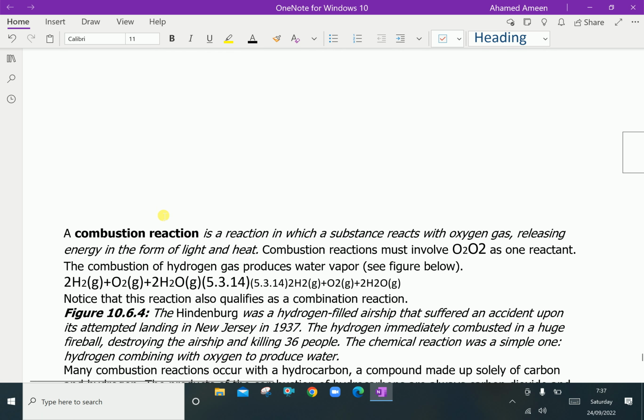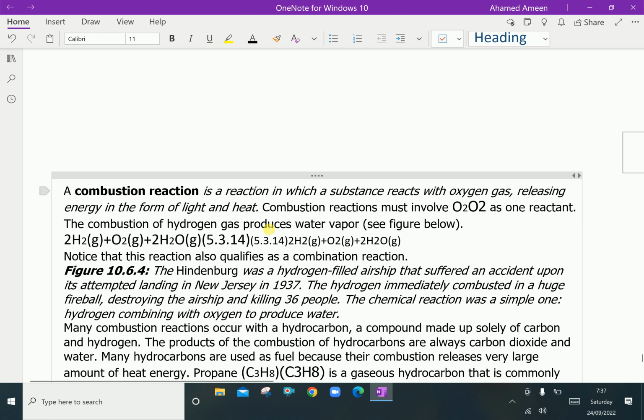Now, next, combustion reaction is a reaction in which a substance reacts with oxygen gas, releasing energy in the form of light and heat. Combustion reactions must involve O2 with oxygen as one of the reactants. The combustion of hydrogen gas produces water vapor, that is, hydrogen plus oxygen gives water.